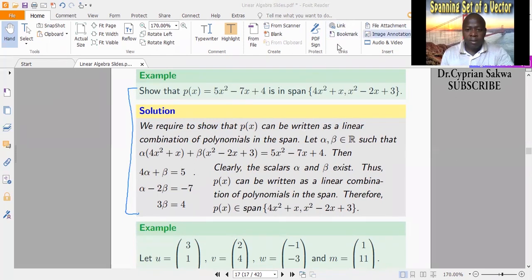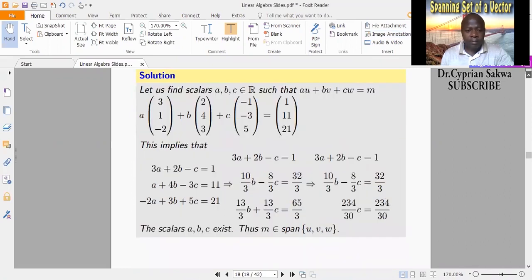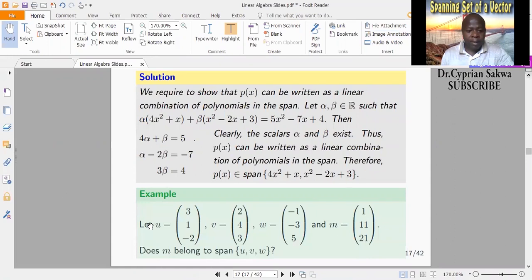Let's look at the other example. So this example, let U be this, V that, W that, and M that. Does M belong to the span of U, V and W? This one is very easy. The question is, can you write this as a linear combination of these other three? And if it's possible, then M belongs to this span. If it's not possible, then it does not belong to this span.